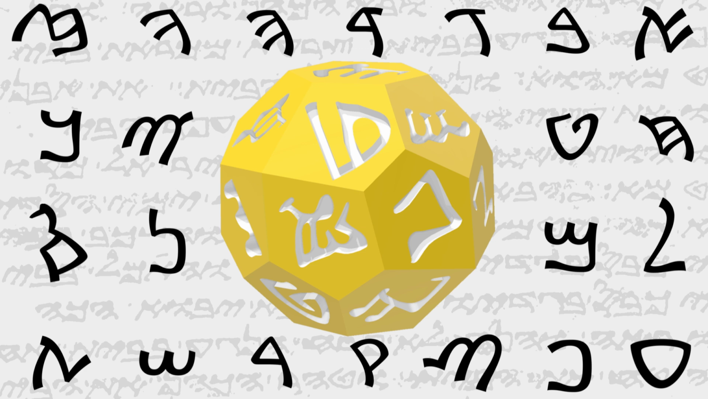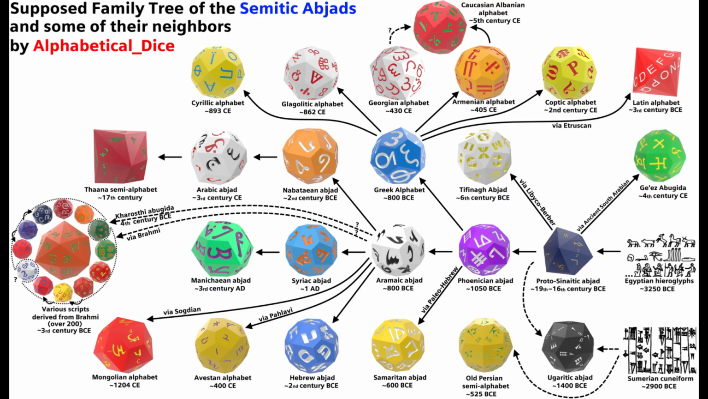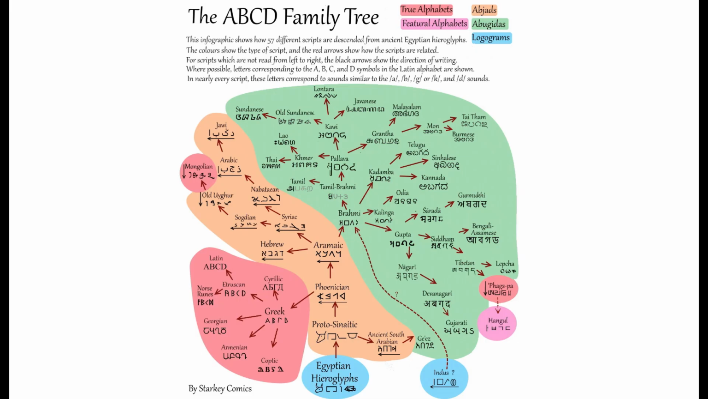However, in this episode, there will be much more details about the family tree of all of these scripts, as well as basically alphabetical writing in general. First of all, here are some facts about the Semitic Abjads.